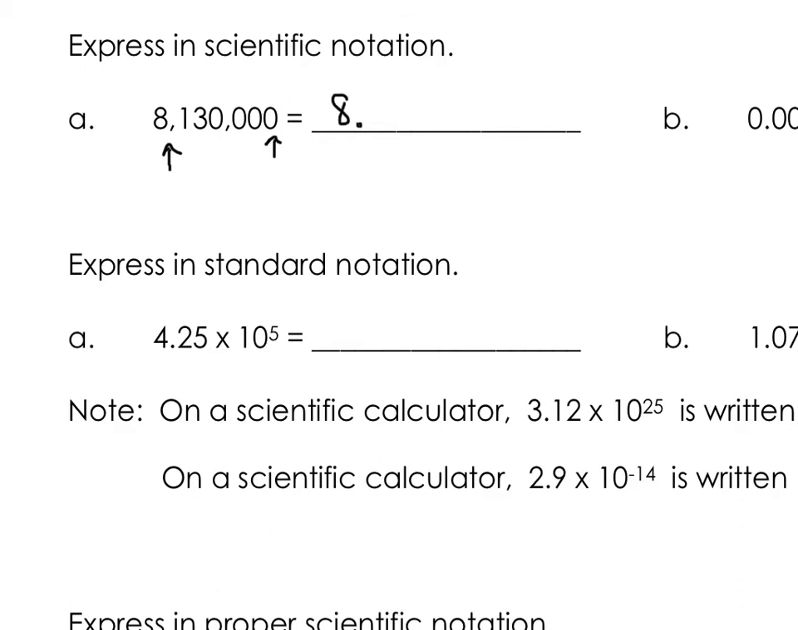So our answer will be 8.13 times 10. This is a large number, so we're going to raise 10 to a positive exponent. The question is, how many places did we move the decimal when we moved from the original position to the final position? How many places over did we move the decimal? 6 places. So our final answer is 8.13 times 10 to the 6th.